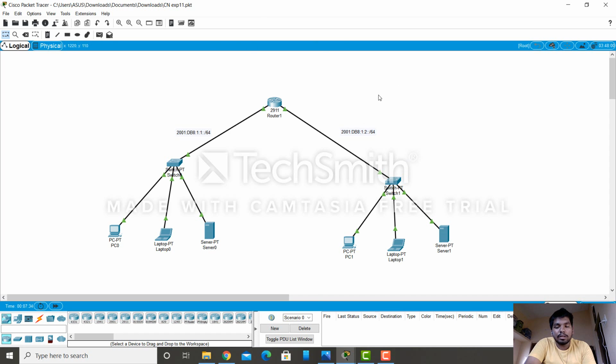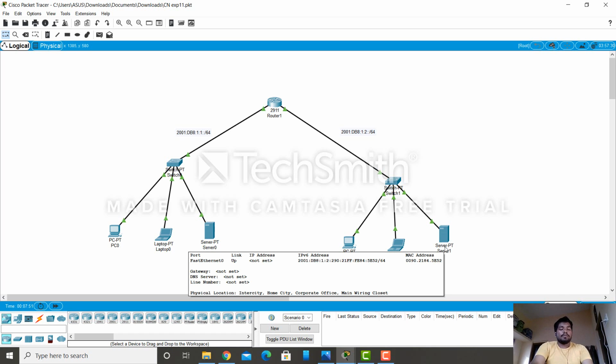Topology diagram of this: this is router R1. These two are switches S1 and S2. These are PCs, laptops, and servers: PC0, laptop 0, server 0, and PC1, laptop 1, server 1. This is the explanation of the 11th experiment.